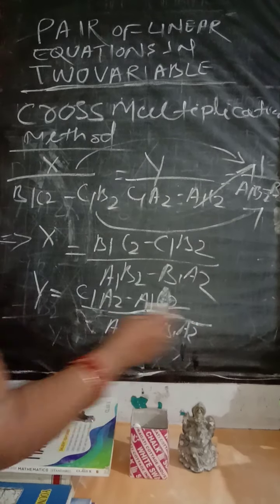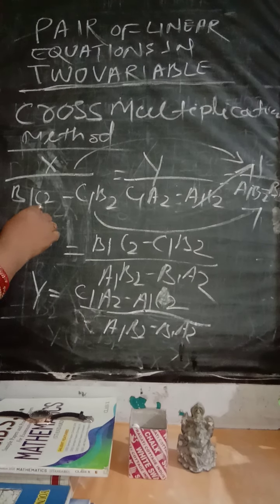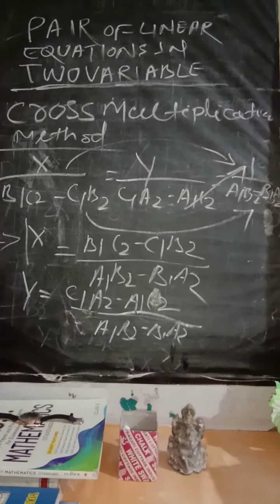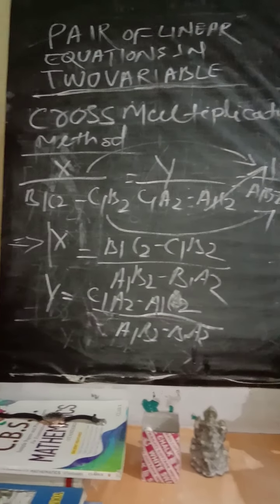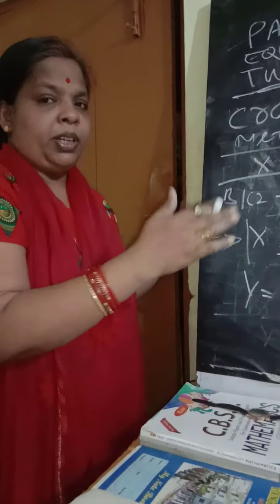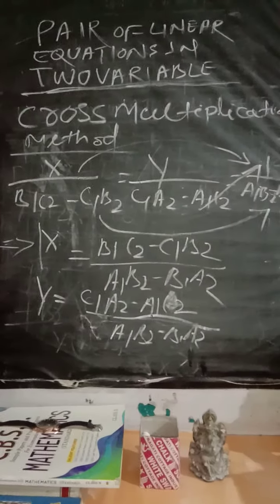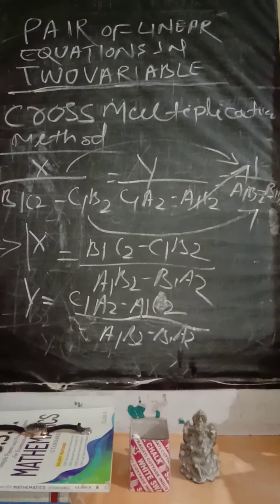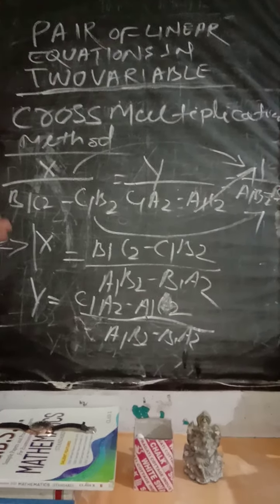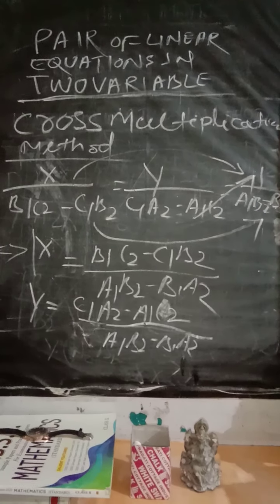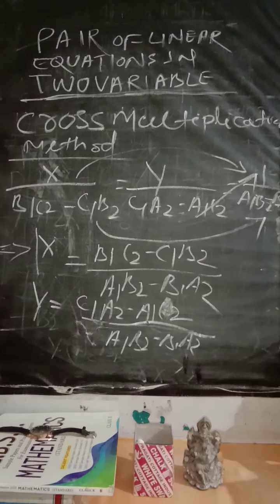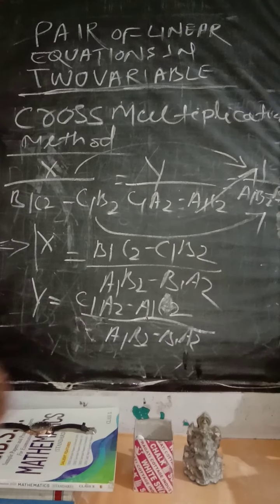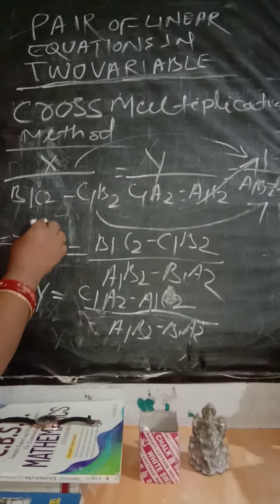Are you clear? The value of x is always the same. Any way you solve, you will get the same solution. If you follow the cross multiplication method, method of elimination, or method of substitution, whichever method you follow, in every method you will get the same solution: x is equal to (b1 c2 minus c1 b2) by (a1 b2 minus b1 a2), and y is equal to (c1 a2 minus a1 c2) by (a1 b2 minus b1 a2). These are the formulas.